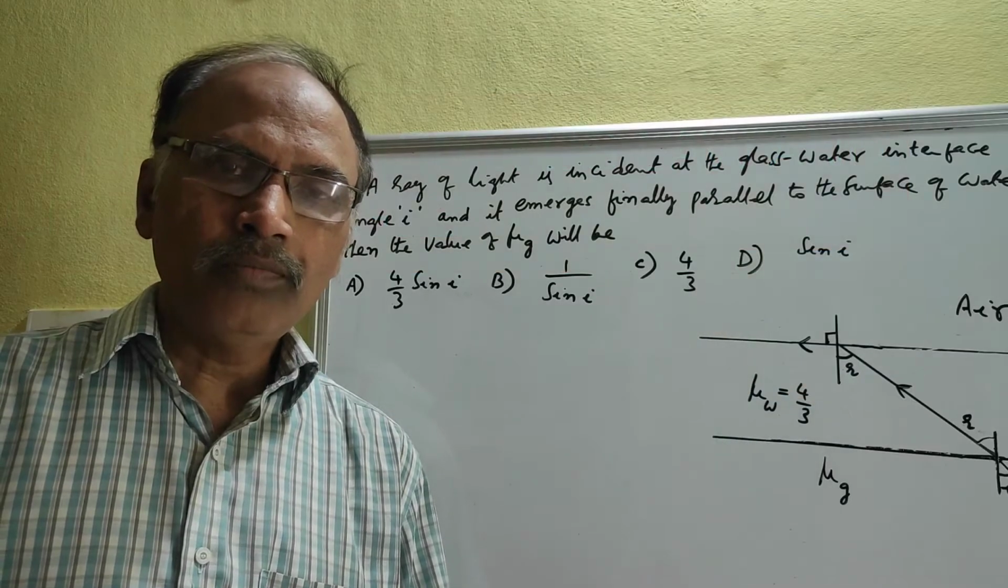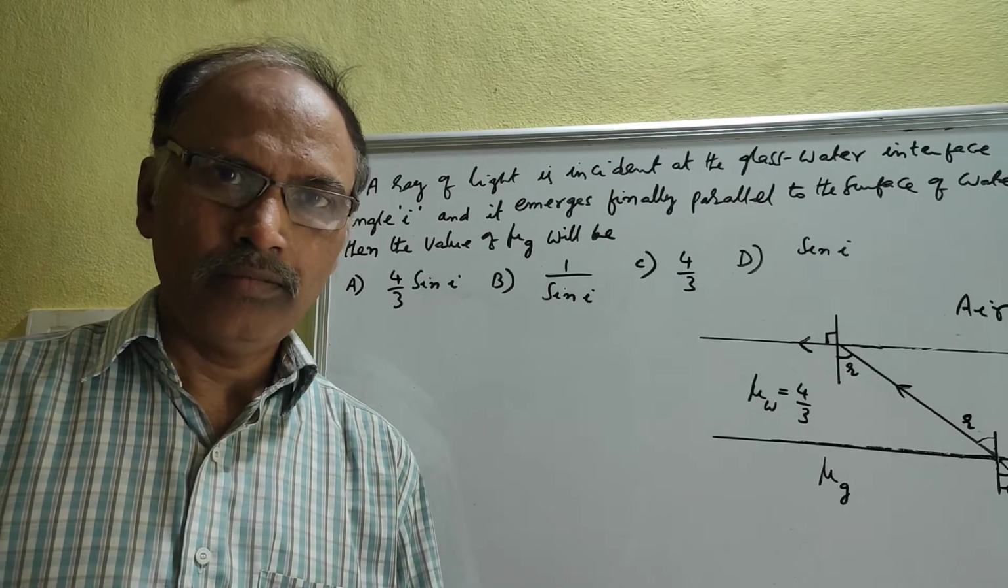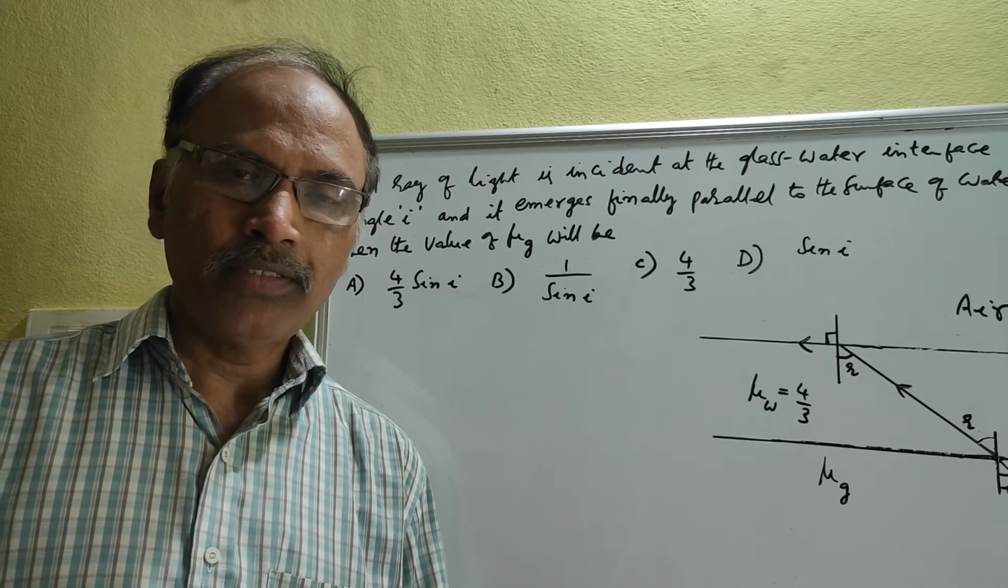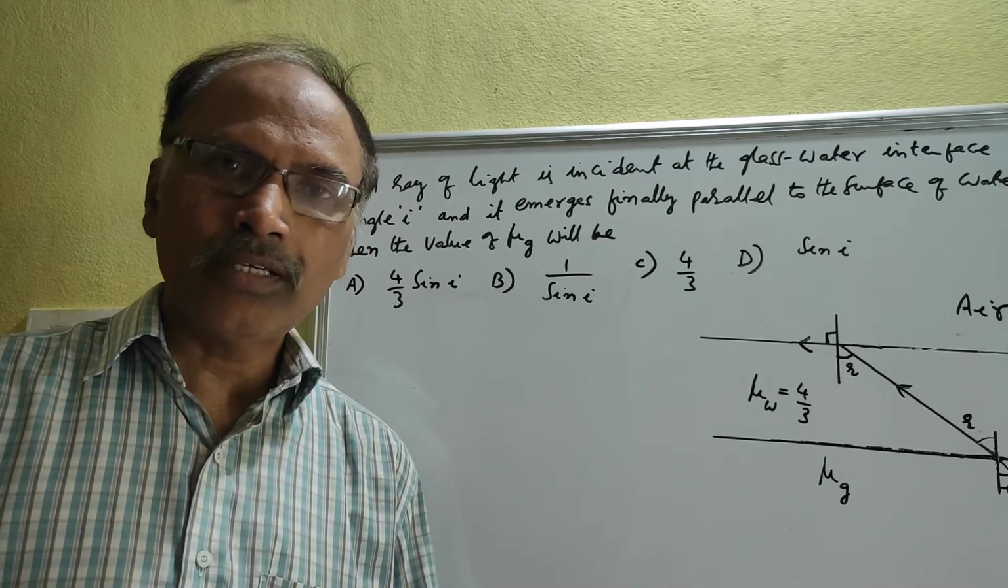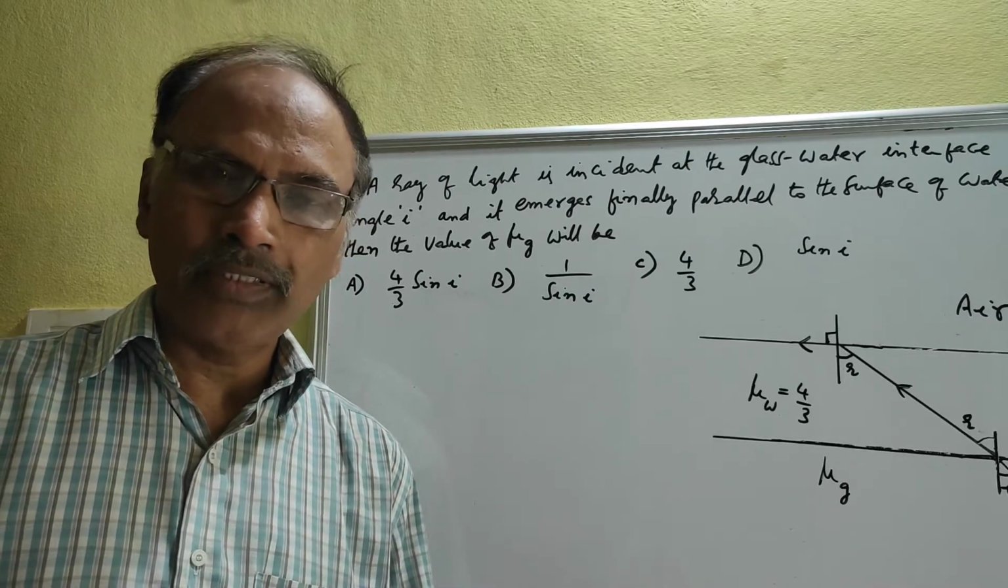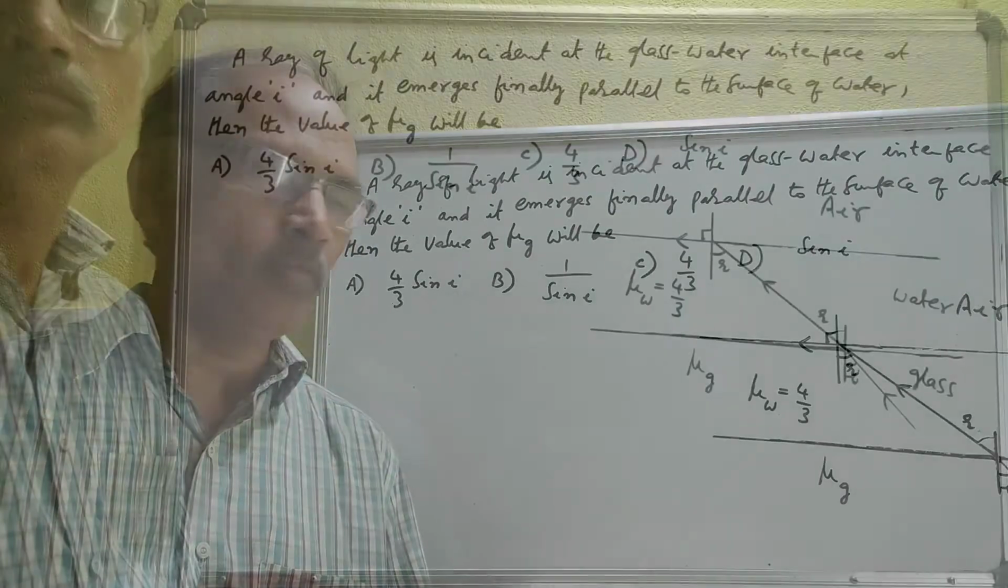We do a problem based on Snell's law and critical angle. One concept is refraction, which means we use Snell's law. The other concept comes under total internal reflection, where we use a critical angle. Okay, let us see the problem.